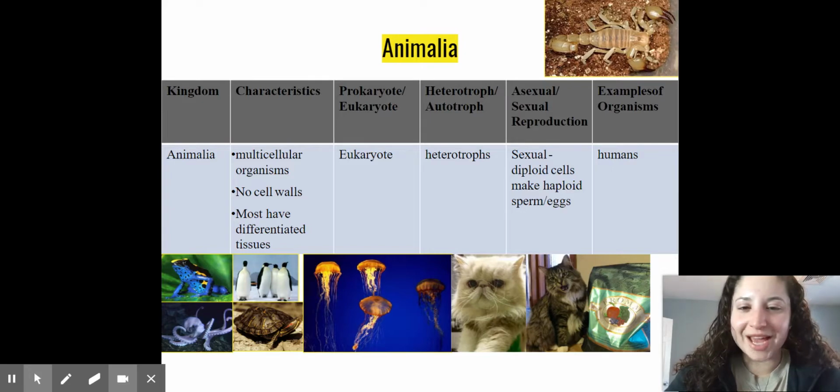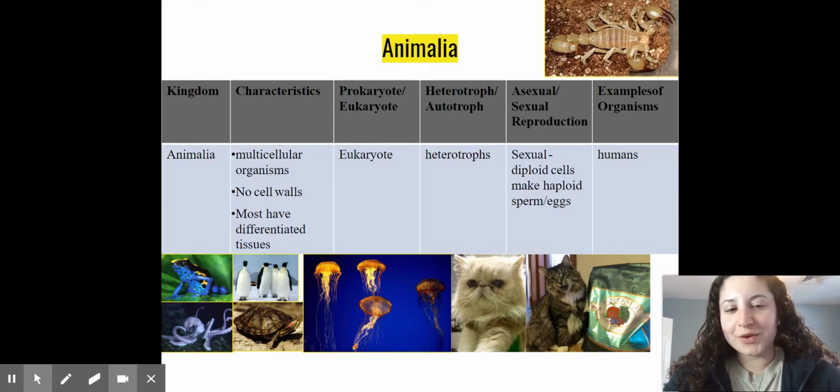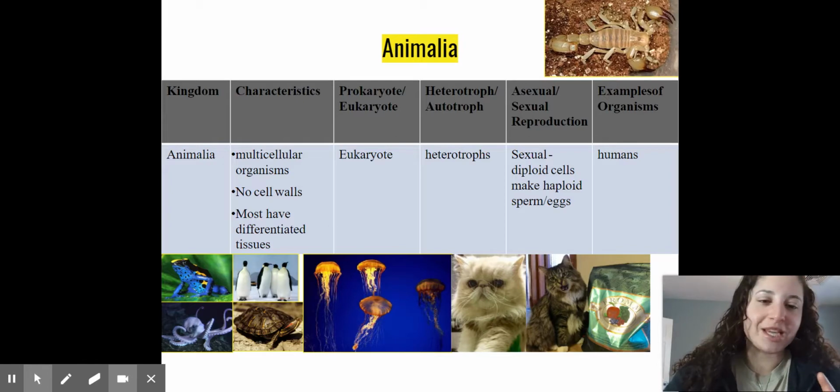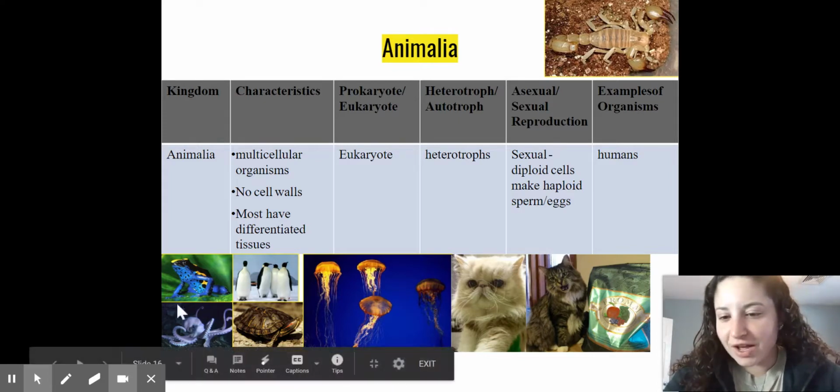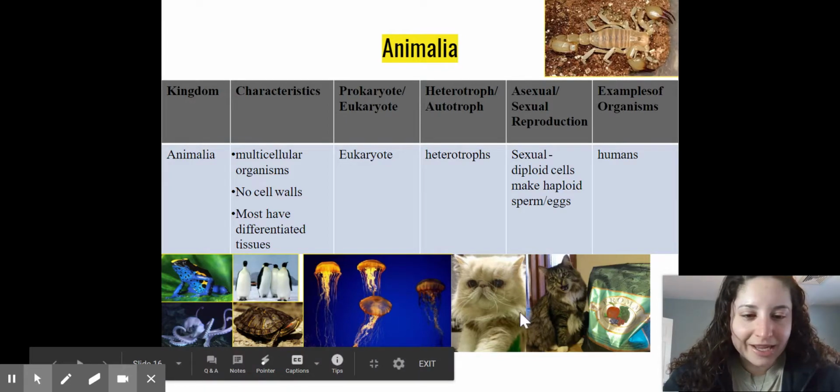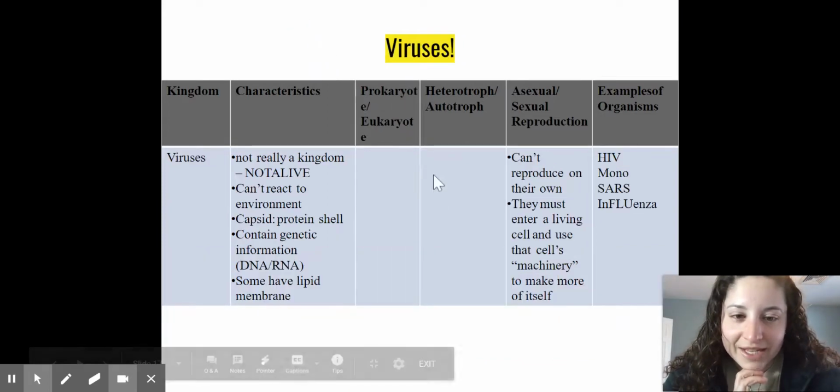Now, we all know that you are a eukaryote, so animals are eukaryotic as well. We have cell organelles. We eat food, so we are heterotrophs. We reproduce sexually, which is a different discussion for a different time. Examples are humans, or we can have scorpions, frogs, octopi, penguins, turtles, jellyfish, or my cute little kitties, Isabel and Harvey.